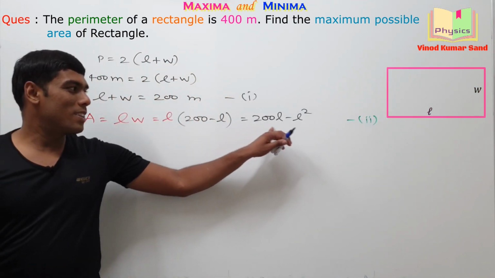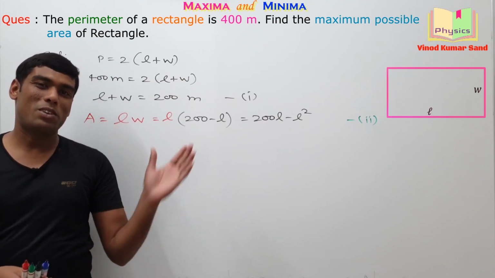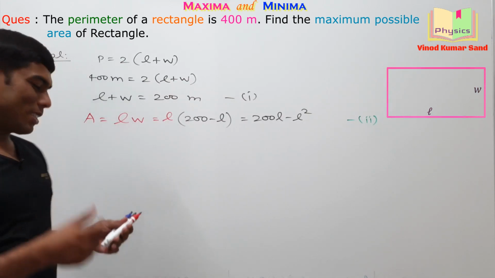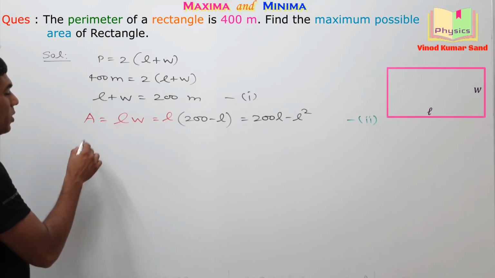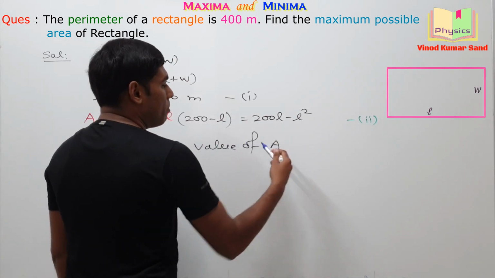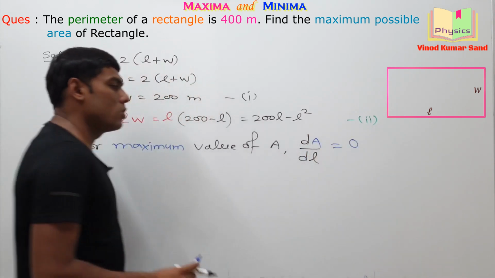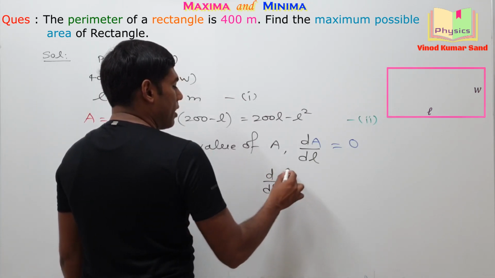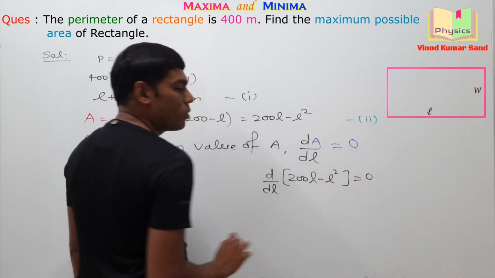Few smart students might immediately tell the answer looking at this equation. Is it a bit similar to the previous calculation, previous question? Now you can immediately tell the maximum value of area. Post your answer in comment box, then I am solving the things on board. For maximum value of area, mathematically the first differentiation should be equal to 0. Okay, let us simplify the things. d by dL of 200L minus L square should be equal to 0.